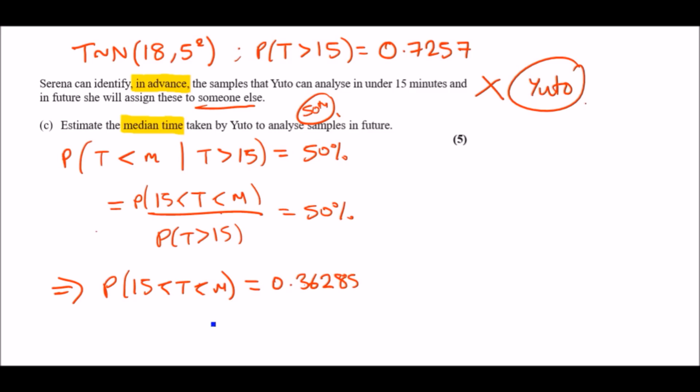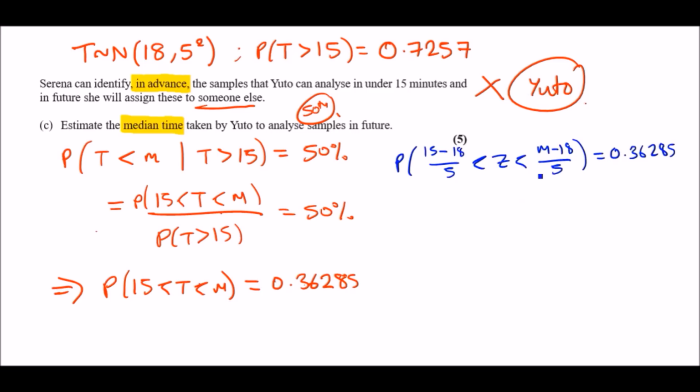And now at this stage, we can convert this one to the Z form. So let's try it here, yeah? So it'd be the probability that 15 minus the mean over standard deviation is less than Z, and then less than m minus 18 over 5, equals the same probability, 0.36285. Now, we can quickly evaluate this one.